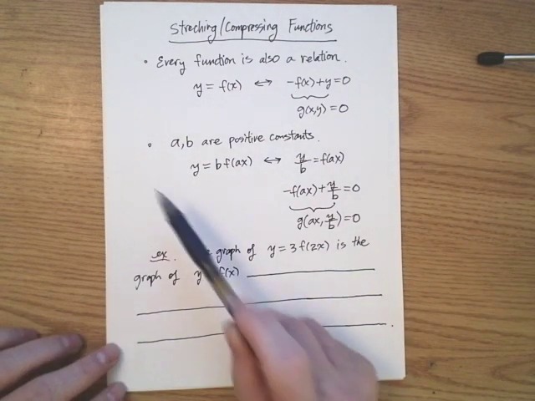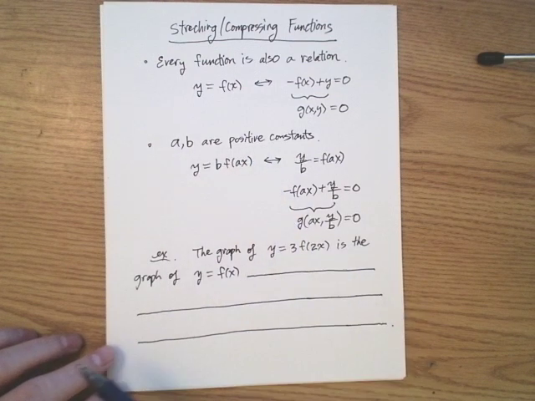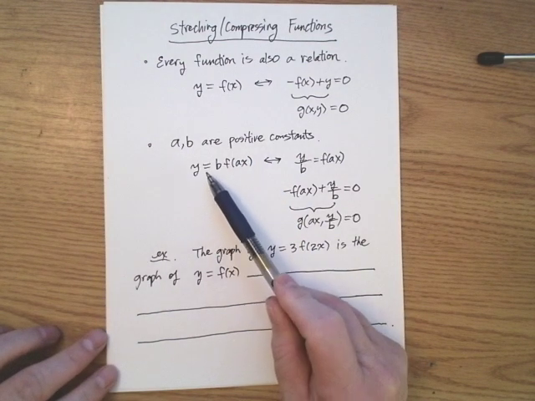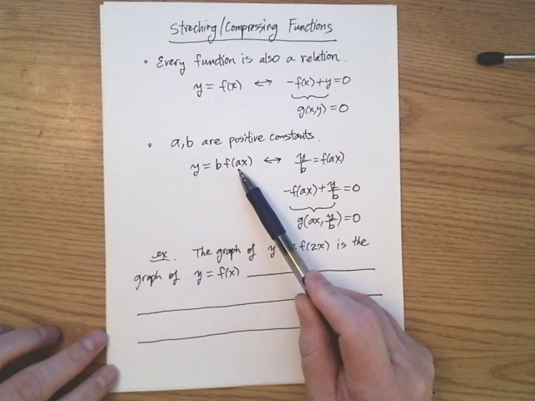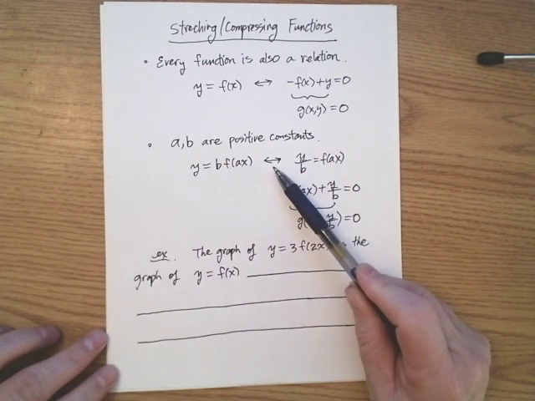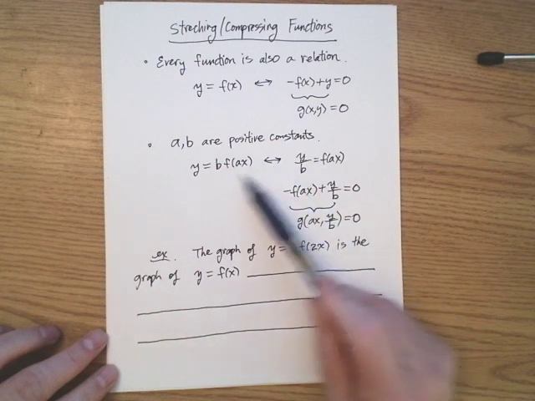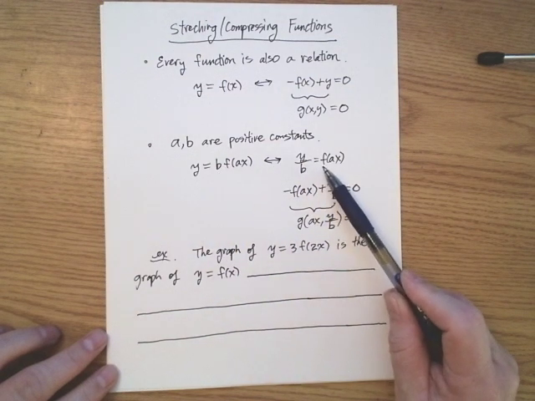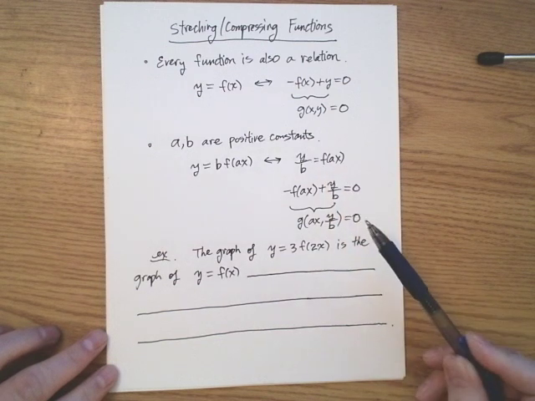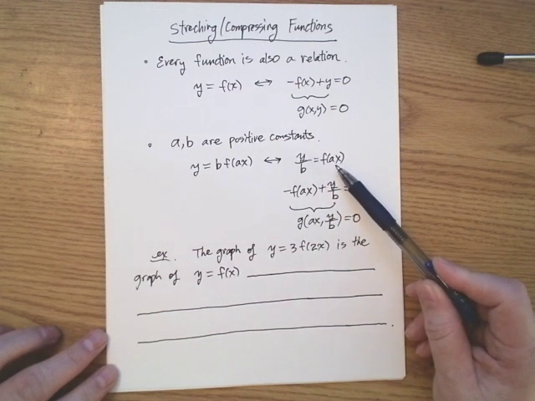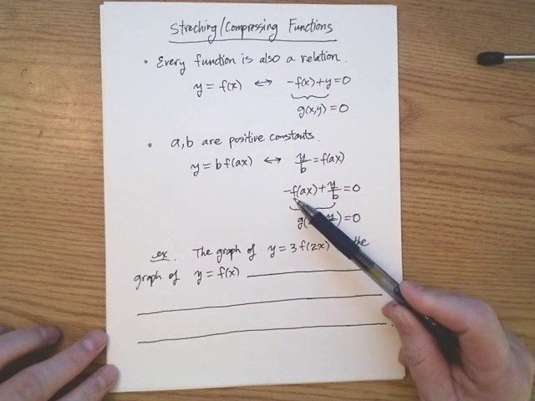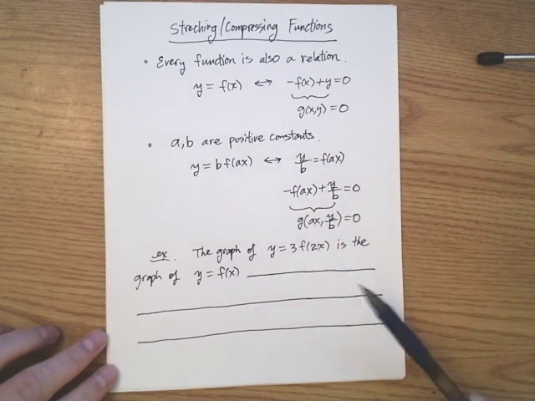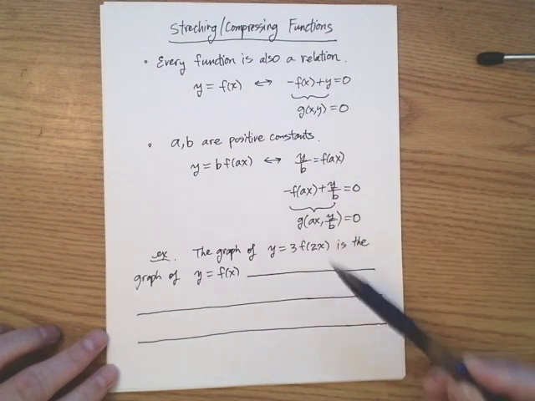Now, suppose that a and b are positive constants here again. And I've got something like this: y equals b times f of a of x. This would be equivalent to what? If I divide on both sides by the constant b, I would have y over b equals f of a of x. And then moving the f to the other side, I would have minus f of a of x plus y over b equals 0. And so I'm making it look like what I did up here.